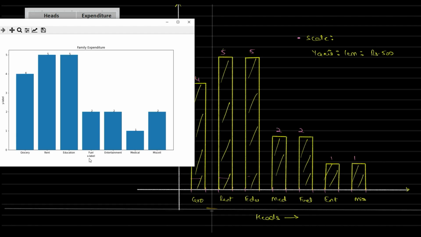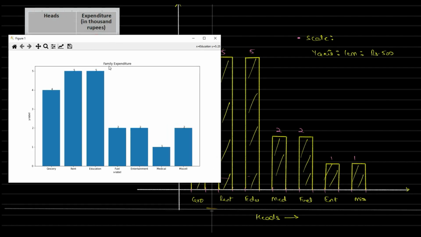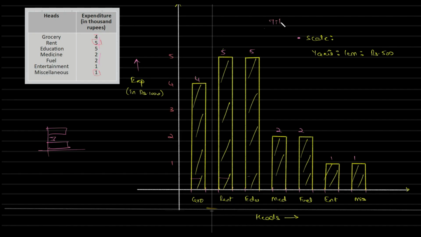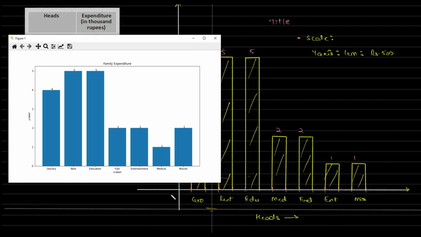I could have gone a bit more specific and labeled X. Instead of X label, I could have labeled heads, and this as expenditure, and heading I have put family expenditure, title that is. So I put in the title. So you can do that. So yes, this is possible.